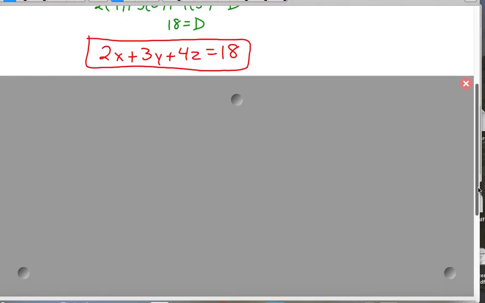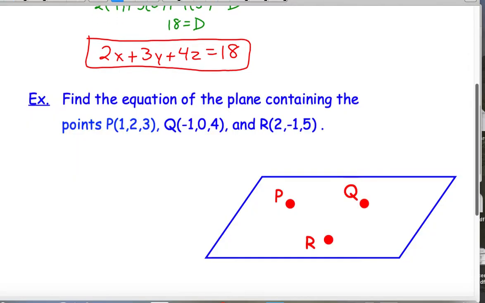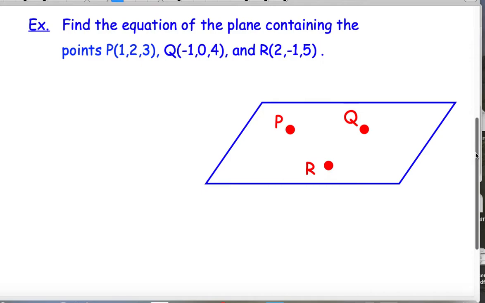Let's look at one more example. Just like we did with 2 dimensions, we can do some variations on that. And you'll be given enough information to come up with what we need. So to get the equation of the plane, what do we need?